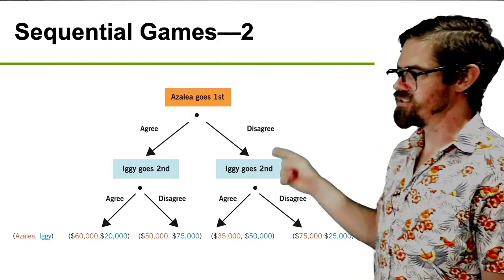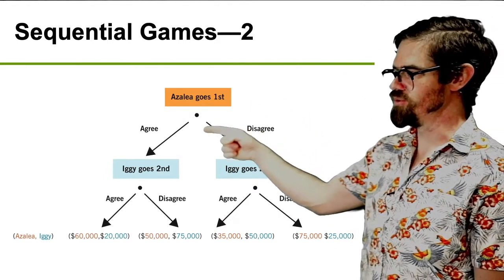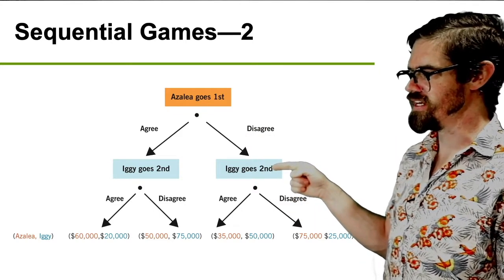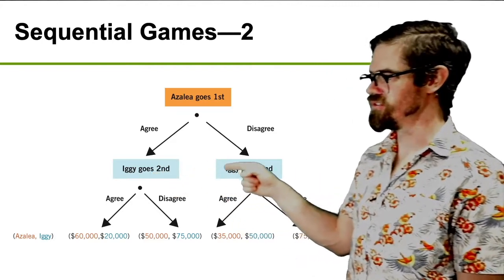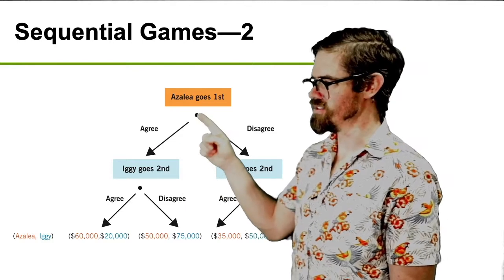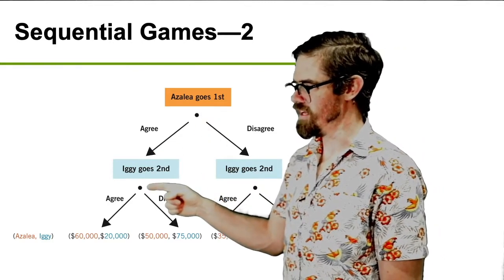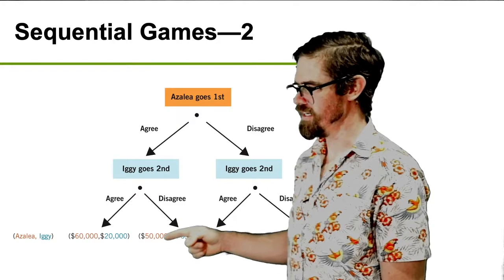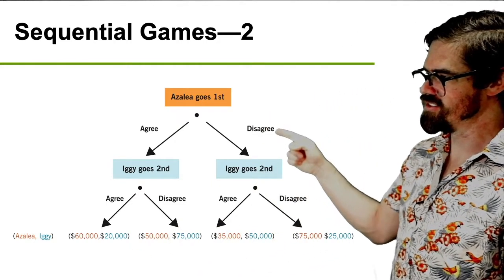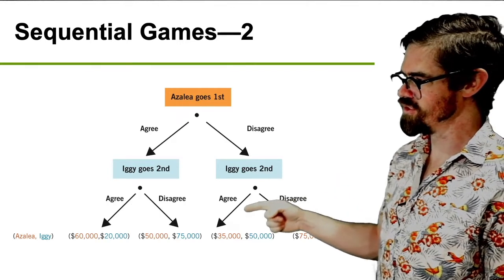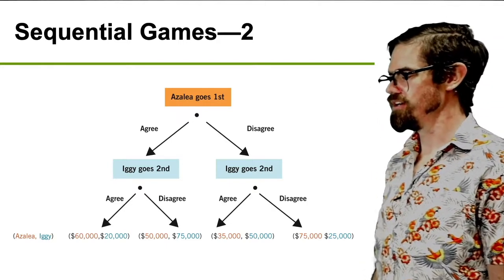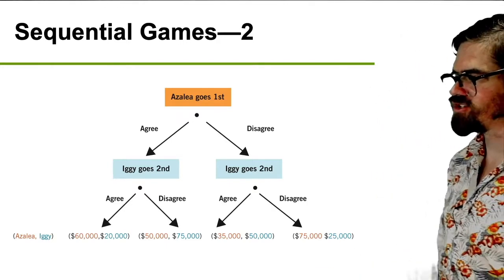Okay, so Azalea moves first. Her choice is to agree or disagree, and then after that, Iggy moves next, and depending on what Azalea chose, Iggy decides to agree or disagree, right? So if Azalea agreed, Iggy would then decide to agree or disagree, and these would be the possible outcomes in that case. Or if Azalea disagreed, Iggy would then choose to agree or disagree, and these would be the possible payoffs here. Okay, so let's do some backward induction.